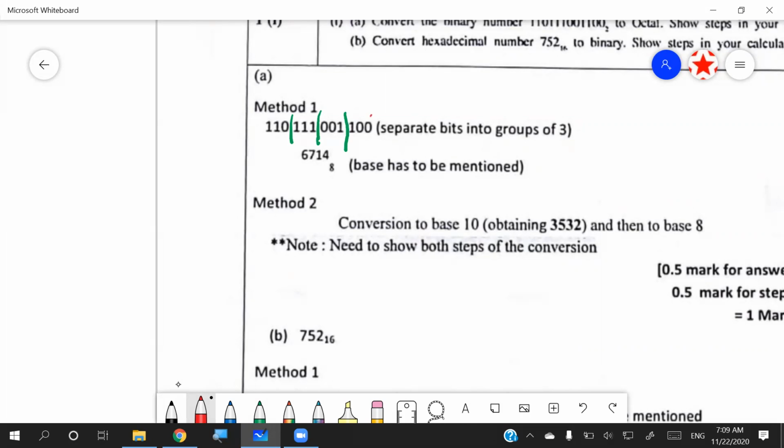So when you are doing it, you are considering the place values of these characters like 1, 2, and 4, right? So that's why this is getting 4, this is getting 1, this is getting 7, and this is getting 6. So 6714 in octal, right? 1 mark is given.